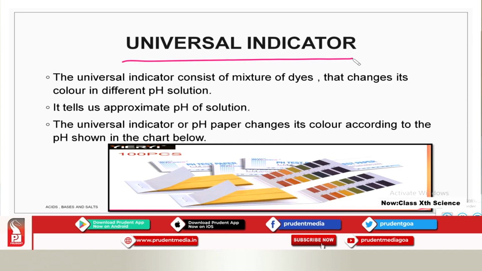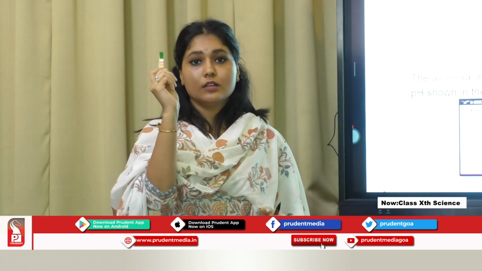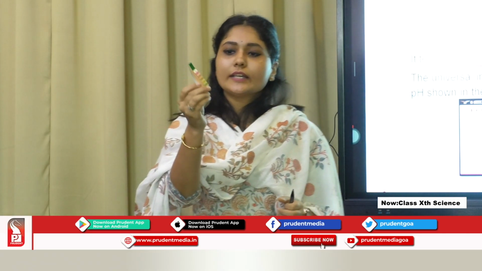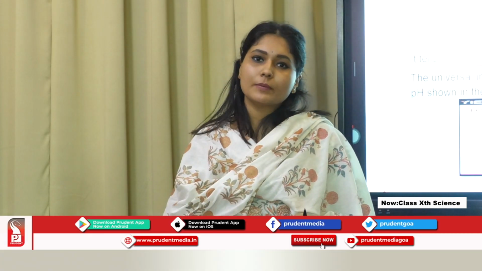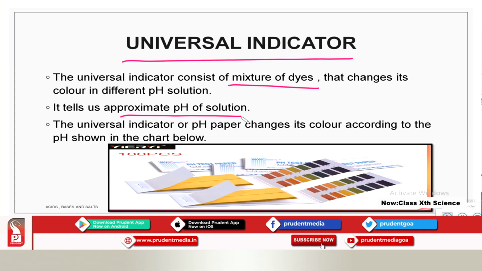We know an indicator is a substance that helps us identify whether a substance is acidic or basic. The universal indicator consists of a mixture of dyes that changes color at different pH. It tells us the approximate pH of a solution, and it is nothing but the pH paper that you have used. Remember students, a universal indicator need not be only in the form of paper, it is also available as a solution. The universal indicator or pH paper changes its color according to the pH shown in the chart below, and we have already seen it in our experiment.